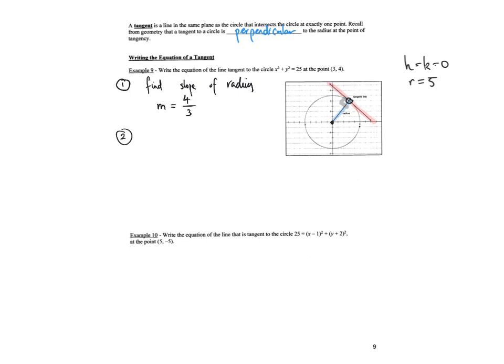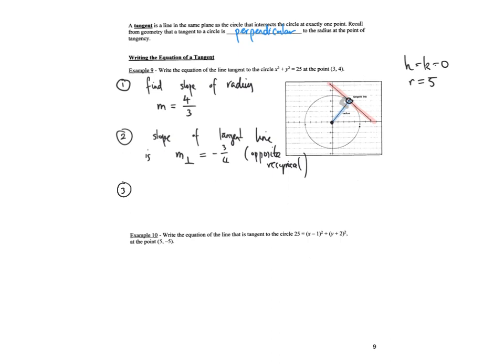We didn't want to find the equation of the radius line, we wanted the equation of the tangent line. So the slope of the tangent line is, well, the tangent and the radius are perpendicular. How do we find the slope of a perpendicular line? We take the negative reciprocal. So 4/3 will become negative 3/4 because of our opposite reciprocal relationship there.